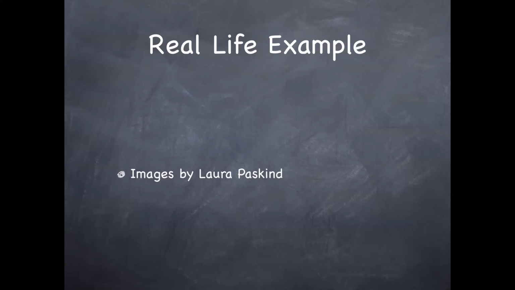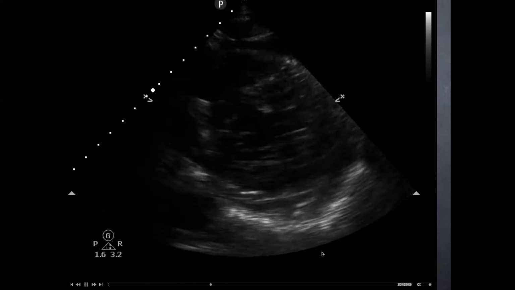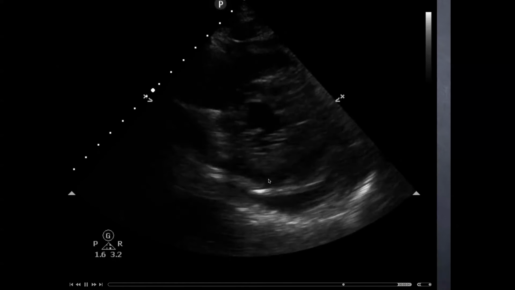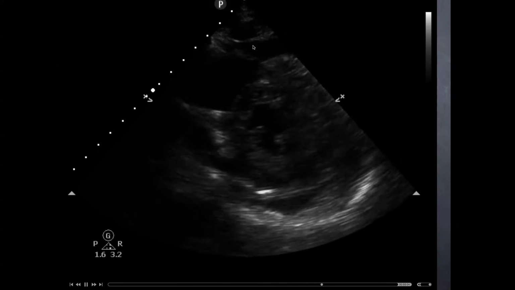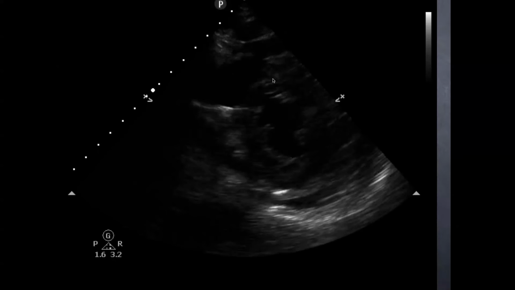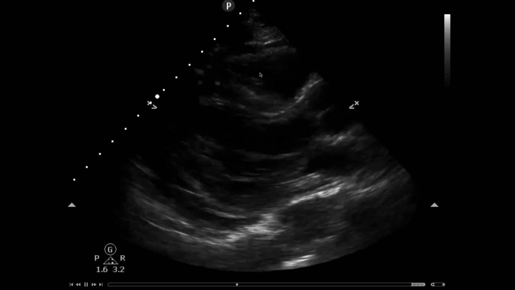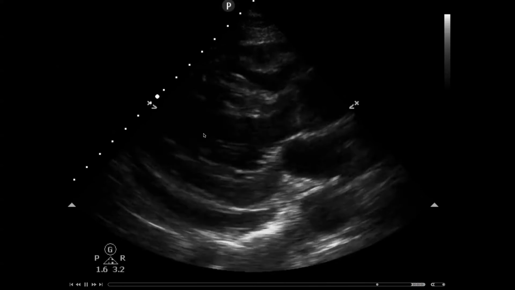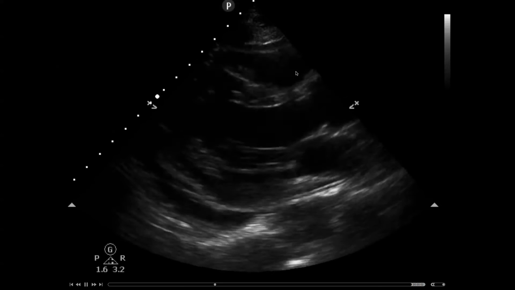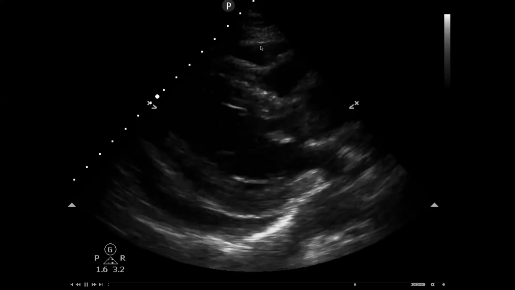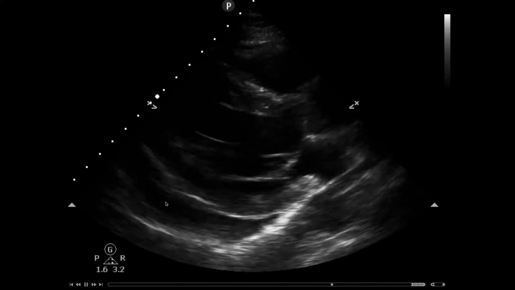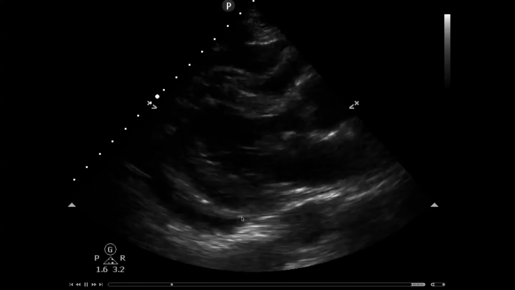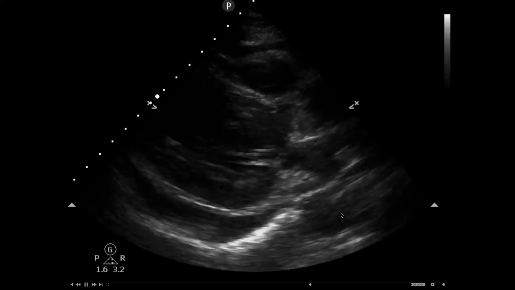So now for a real-life example done by Laura Paskin in the department. So this is a parasternal short. You can see the left ventricle here, you see the right ventricle here, and you see fluid that is around the heart. Here is the parasternal long view. So you see the left ventricle, you have the aortic outflow tract here, and you have the right ventricle up top. You have fluid that is between the right ventricle and the pericardium anteriorly, and then posteriorly you can see fluid collecting as well, and you can see that it tracks anterior to the descending aorta, which is right here.